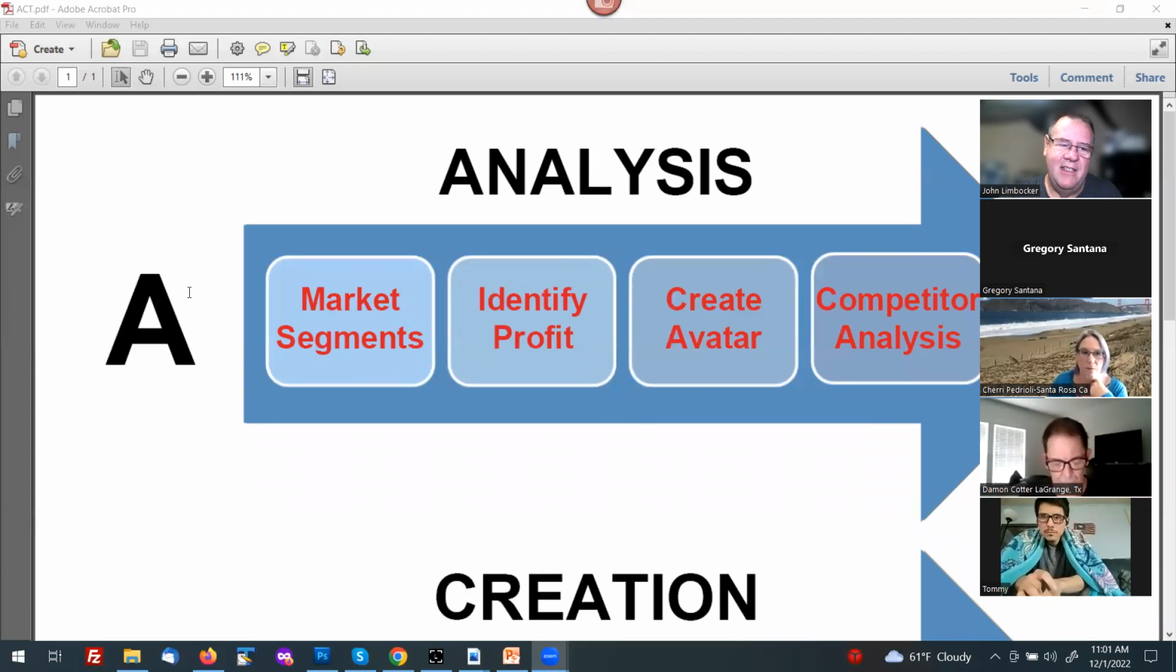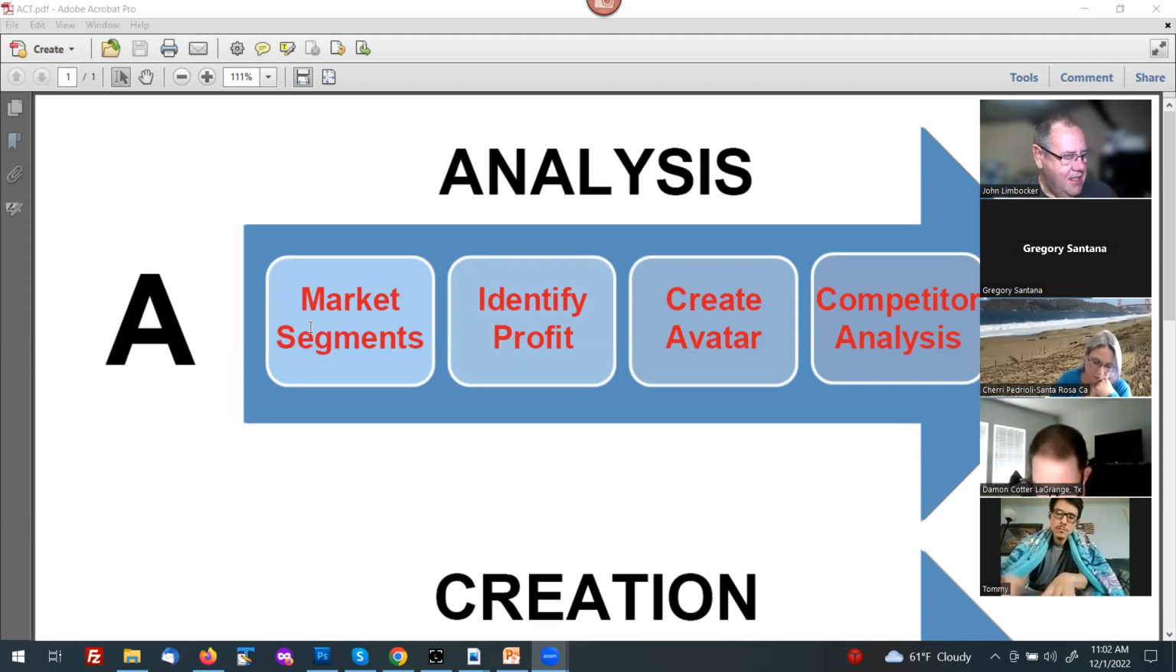In the analysis, we start with the market segments. You'll notice a lot of you love the avatar conversation, but it's in the third step of the process. There's some really important stuff that you have to do first, and the first one is market segmentation. If you don't know what that is, that's perfectly okay, because everything is completely outlined. I go through step by step the process of how to do all of this.